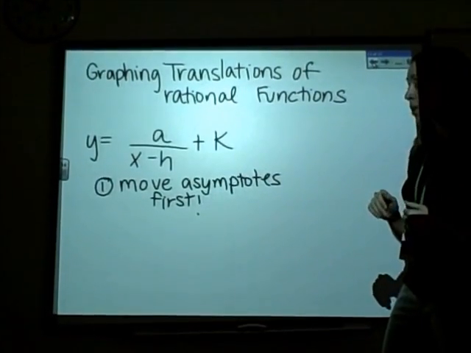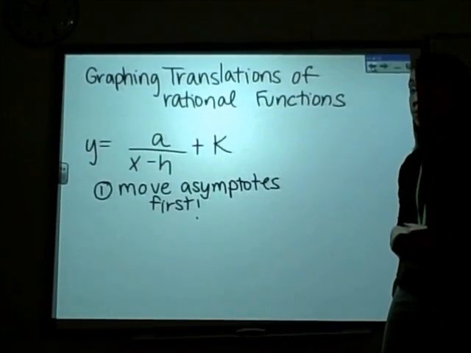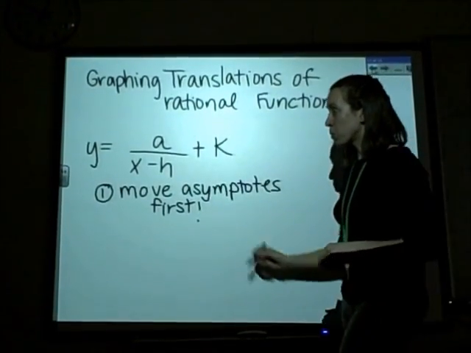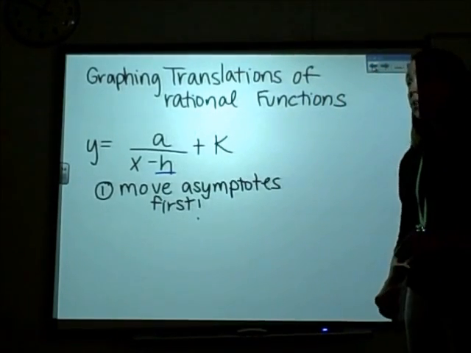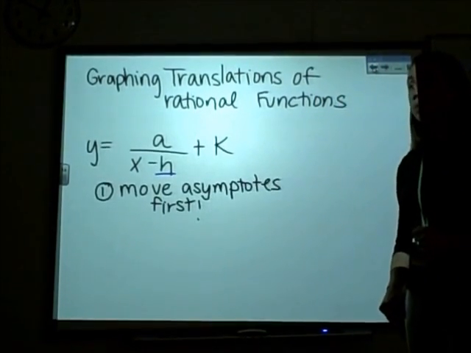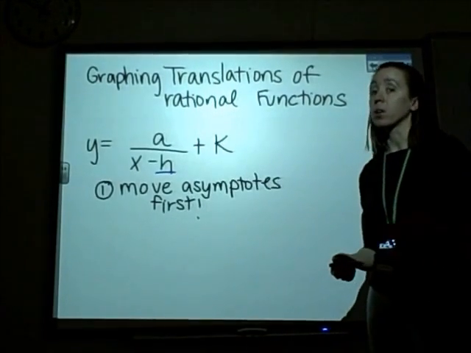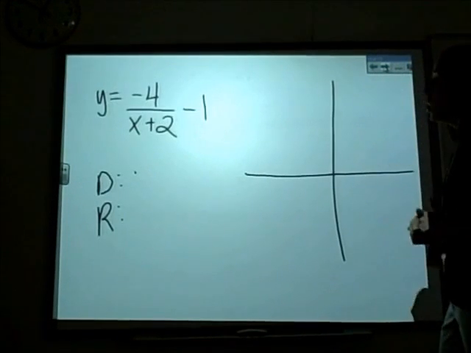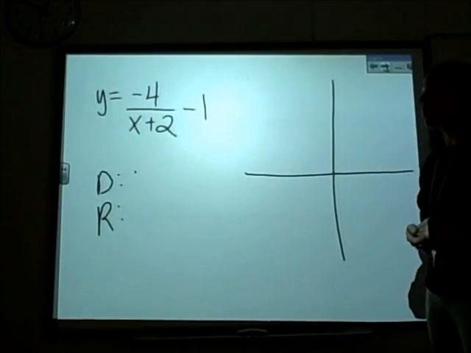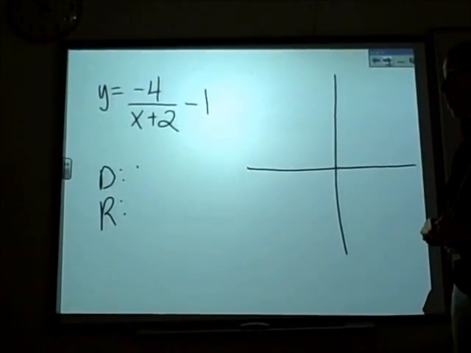And the key thing here when you graph these functions is to always move your asymptotes first. And whatever's with x is a clue as to how your vertical asymptote is going to move. Okay? And whatever's with k, whatever's at the end, is a clue of how your horizontal is going to move. Let's see that in an example here. We want to graph this rational function, negative 4 over x plus 2 minus 1.